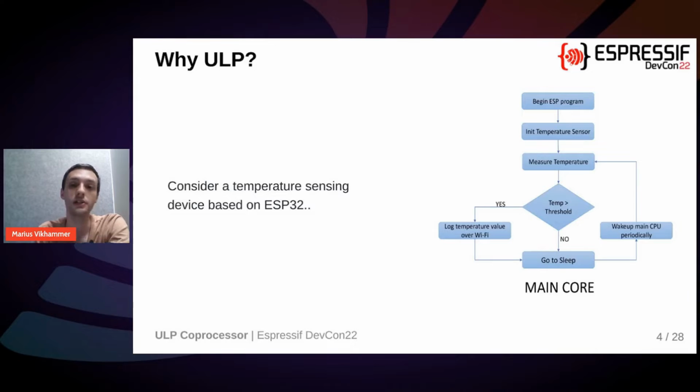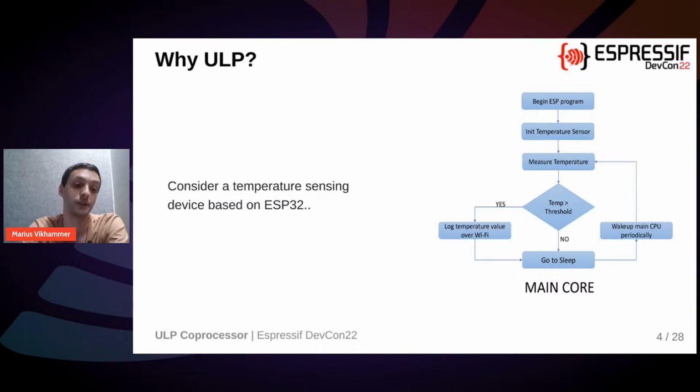Okay, so why the ULP? Let's consider an application, a pretty standard low power one. You have a sensor or something that you want to poll every once in a while. And then if your measurement is above a certain level or something happened, you want to do something with that measurement. So here in the flowchart, you can see a typical application where you begin your ESP program, you initialize all your sensors, you measure, in this case, the temperature. If you're above the threshold, then you log this value over Wi-Fi.